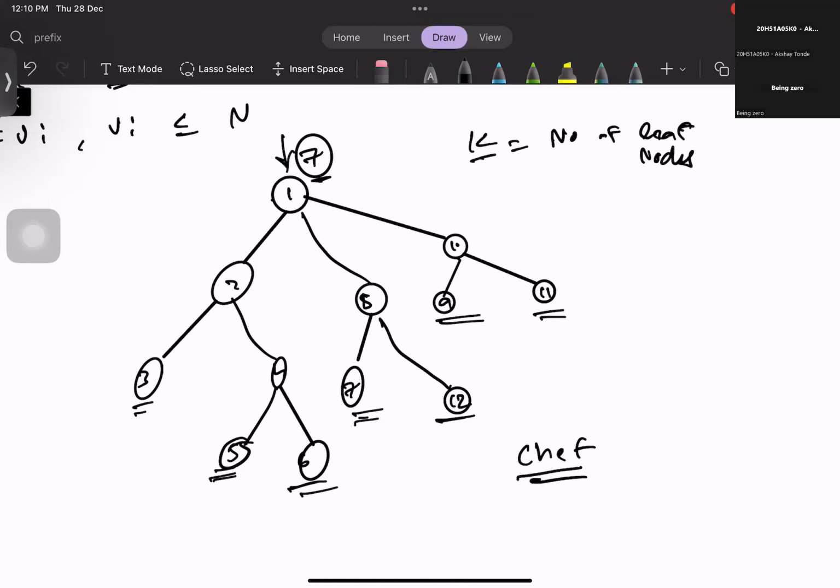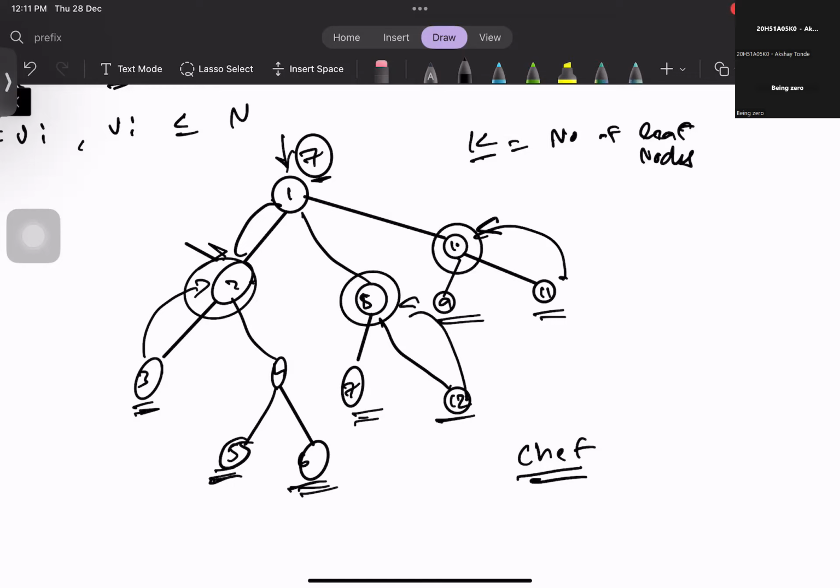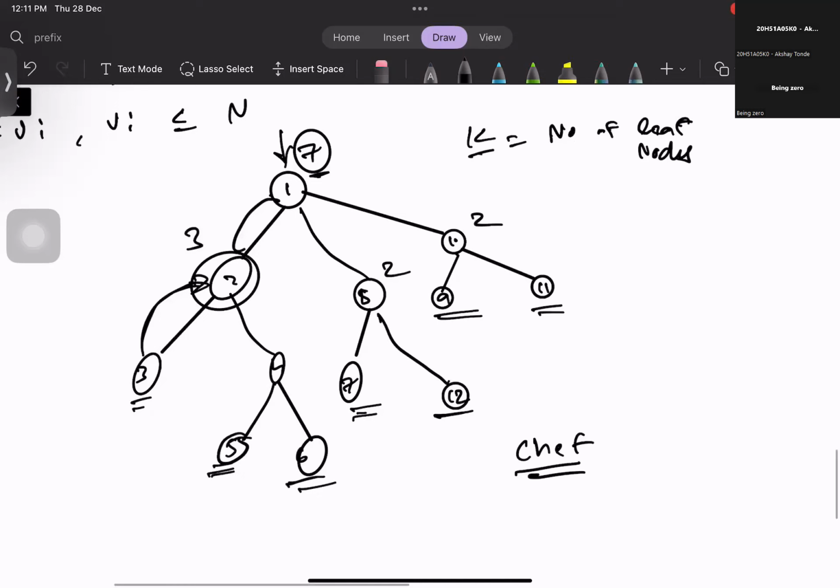Now, in this case, what will be the answer? If chef starts from here, he'll be able to tag two people because two people will come here. No, three people actually, because three people will come to node number 2, since they'll have to reach 5, 6 and 3, right? Let's say chef starts from this node. If he comes here, he'll be able to tag 2 people here. If he comes here, he'll be able to tag 2 people here. At this point, he'll be able to tag only 2 people. So in this case, the answer will be 3. At max, he'll be able to tag 3 people. After the first move, three people come here, two people go here, and two people go here, right? And at the first move itself, chef comes here, so he tags these three people. So for this case, my answer will be 3.